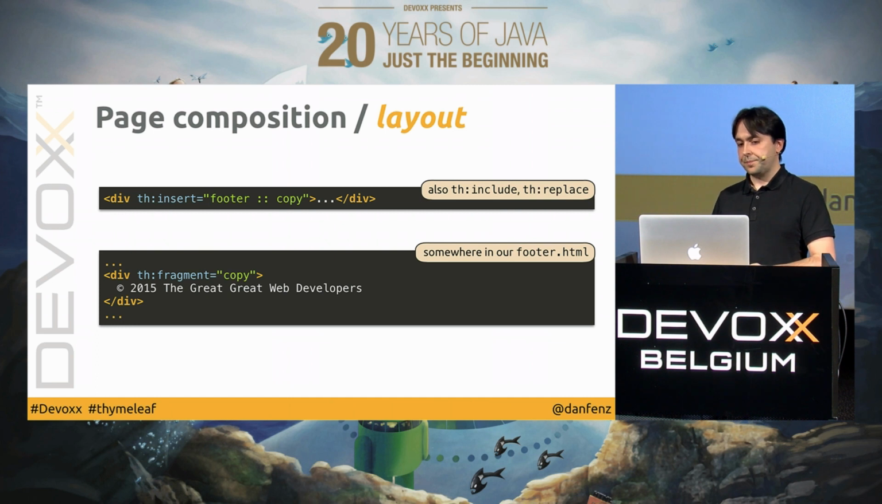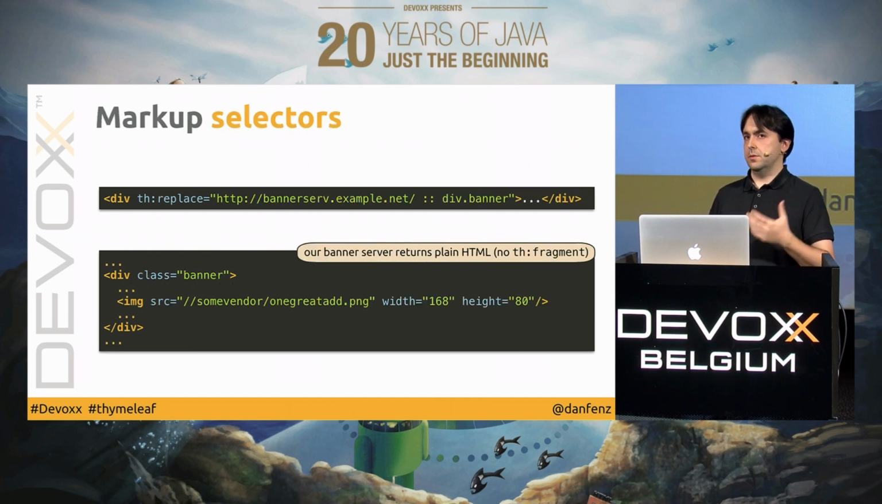For example, we could use something called markup selectors. In the th:replace that you see there, first we are selecting the template not by its name, like footer, like we saw before, but by a complete URL. That's something that we can do. We can make Thymeleaf call a complete URL and use its result as a template.